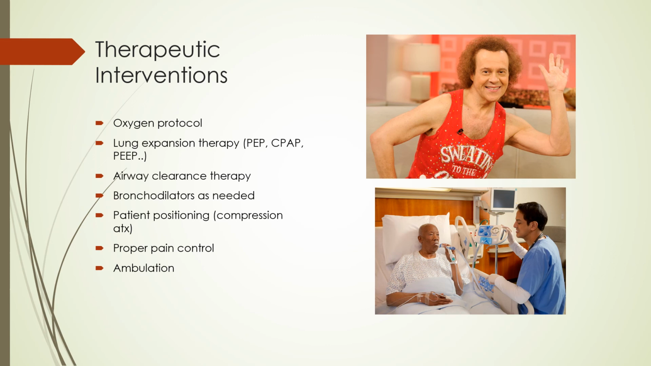Left-sided would be normal. When we're looking at therapeutic interventions, oxygen protocol is going to be one of the first ones that we'll give, just to help them get the right amount of oxygen into their bloodstream. Lung expansion therapy is going to be a big one here, whether it's PEP, positive expiratory pressure, continuous positive airway pressure, PEEP if they're on a ventilator, positive end expiratory pressure, some sort of device that gives them pressure. And down here you'll see a picture of a Metaneb, and it's obviously proprietary.